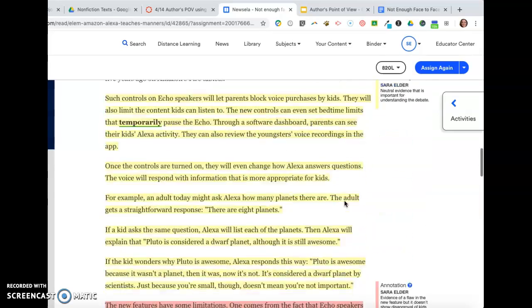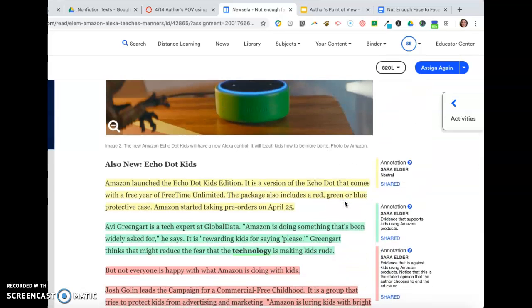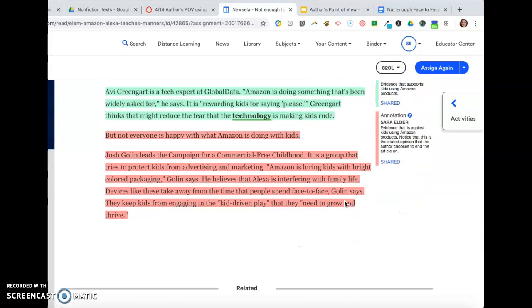So I already talked about the title, and then the author chose to end their article with a big concern that people have about kids using the Alexa products and how it interferes with family life. And their last sentence is, they keep kids from engaging in the kid-driven play that they need to grow and thrive. And the article just ends there on that negative note.